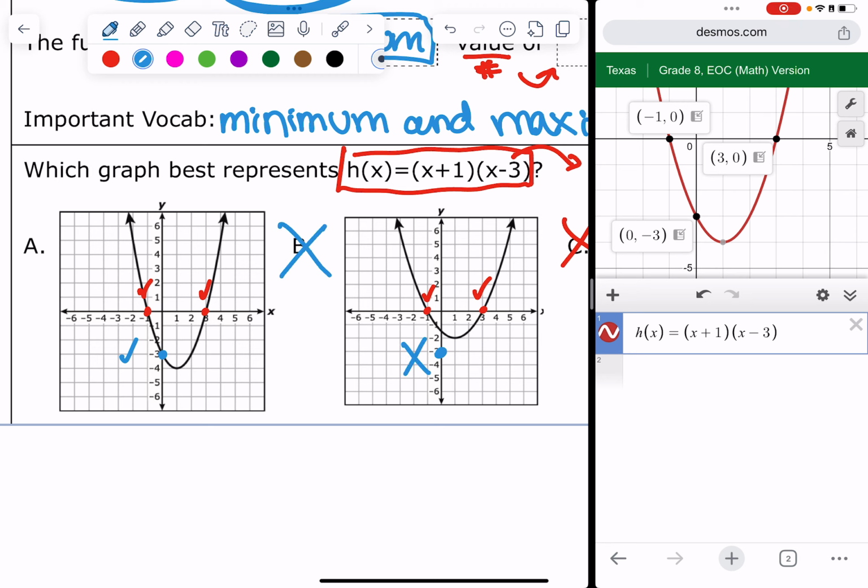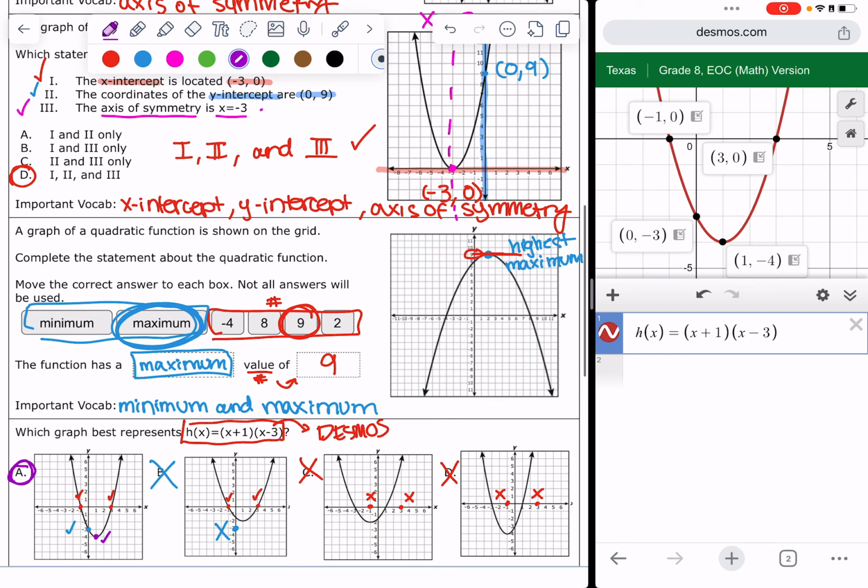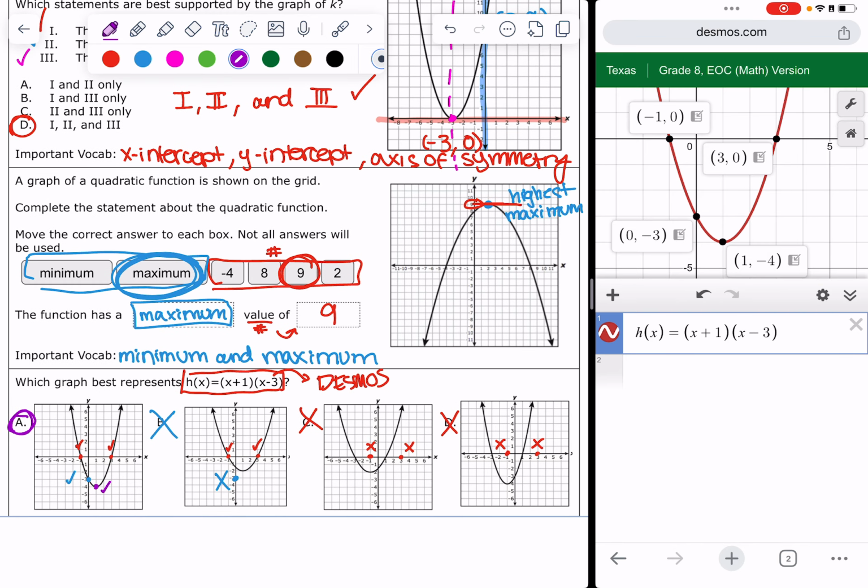So B cannot be my answer. But my last point, my vertex, 1, -4. This also touches it. So A is going to be the correct answer. Okay, now that is what we're doing today, all key features.